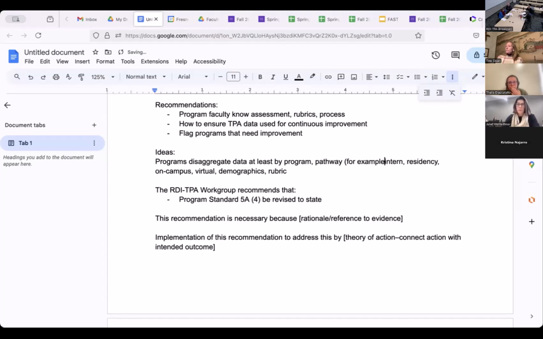I think that's really important, Talia, because while we have statewide data for pathways, those pathways at this moment primarily concern intern, traditional, and emergency credential candidates where TPA doesn't apply. But programs will identify different pathways within their own institutions based on how they've designed those pathways. Student demographics.